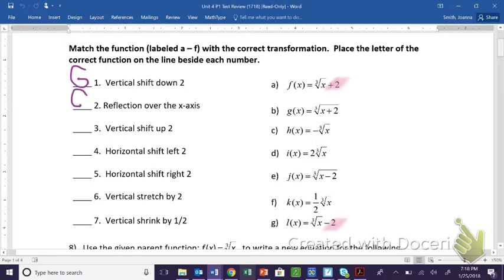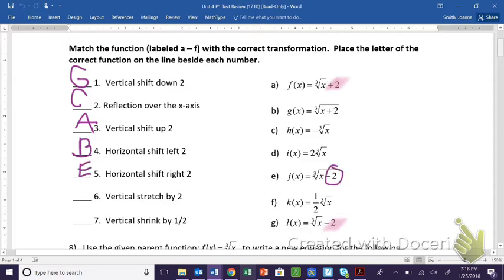That is C. Vertical shift up, you're adding 2. Okay? It's a vertical shift up. You need to be adding 2. So I'm going to go ahead and say it's going to be the other one we highlighted, this other purple one. That's going to be A. Horizontal shift left, that is underneath the radical, that is affecting your x, and that's the opposite of what you think. So that's actually going to be B. Horizontal shift right is going to be E.